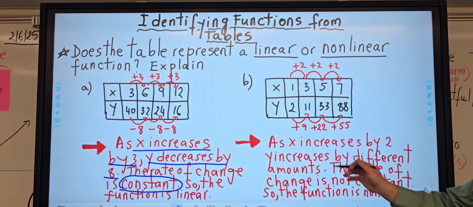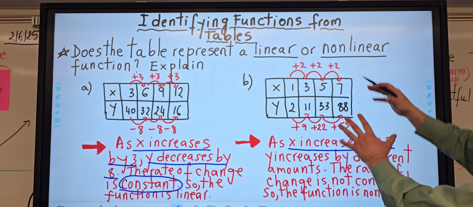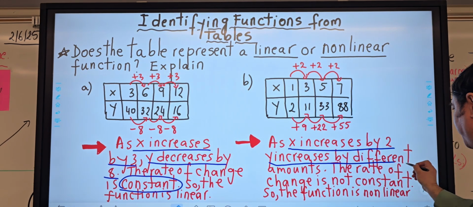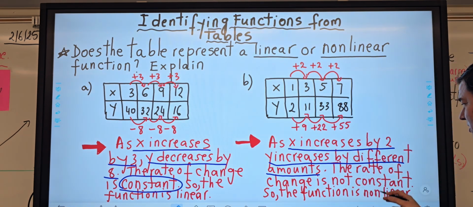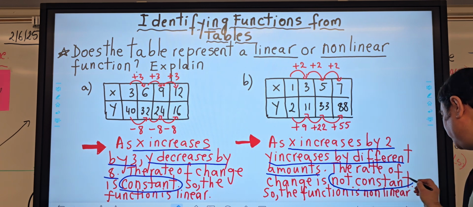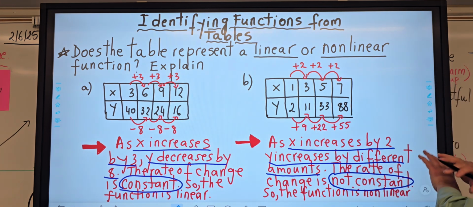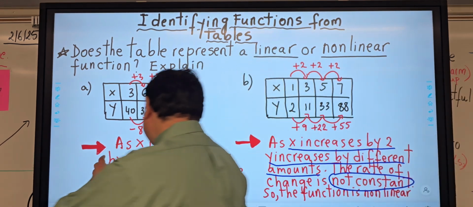So here we can say that as x increases by 2, which is fine each time, y increases by different amounts. This is the key, different amounts. So the rate of change is not constant. The rate of change is not constant, so we can say that this is not a linear function.